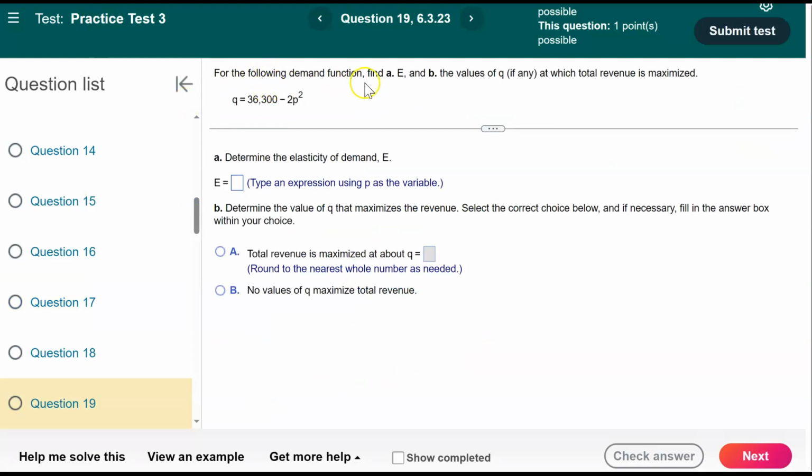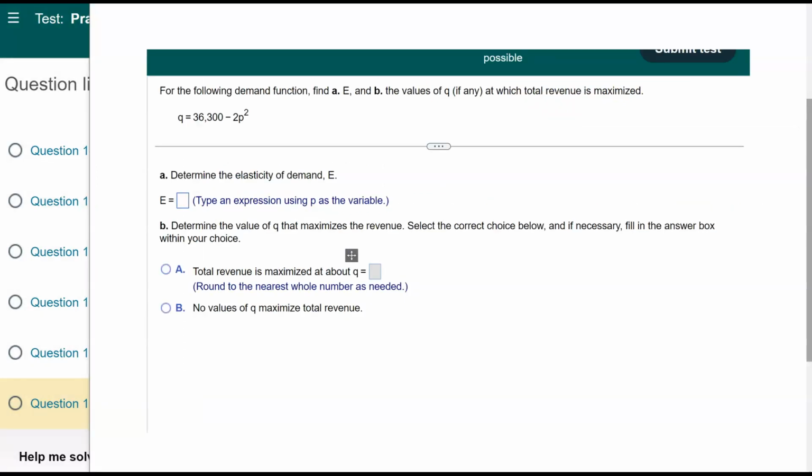The following demand function, this is the demand function Q, is equal to 36,300 minus 2p squared. We are to find the elasticity of demand, the elasticity of demand function E, and then we want to find the variables of Q, if there's any, at which the total revenue is maximized. So let's begin by computing the elasticity of demand function.